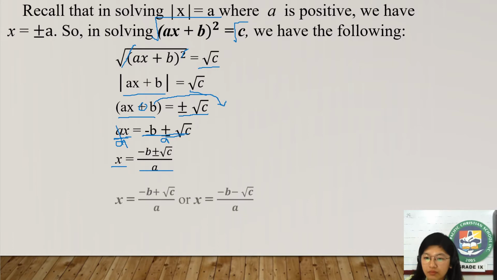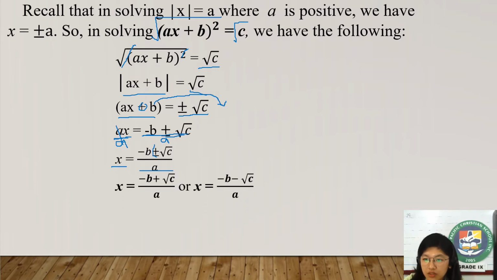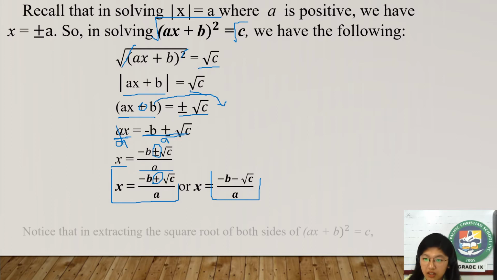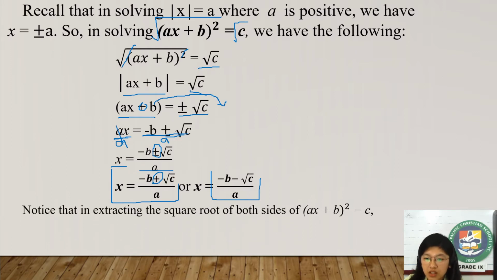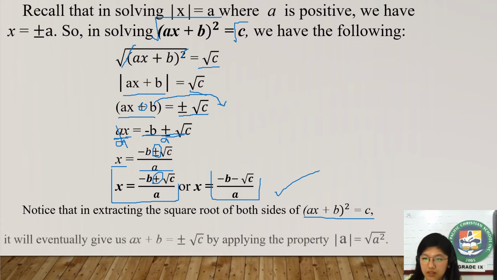And since we have positive and negative here, let's separate them. We have the first one: x is equal to negative b, the positive first, plus square root of c over a. Then the second one: negative b minus square root of c over a. That is by extracting the square root of both sides. This is what we are given, so these are our values of x.